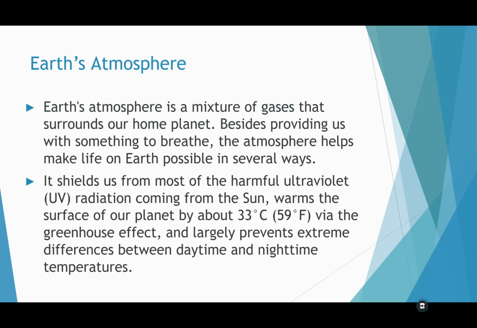So the real life example for this is the Earth's atmosphere. It's a mixture of gases, like we've talked about multiple times. It helps protect us from UV radiation from the sun, warms the surface of our planet by 33 degrees Celsius or 59 degrees Fahrenheit via the greenhouse effect. They kind of insulate the planet and help prevent differences in temperature that swing back and forth from day to night.